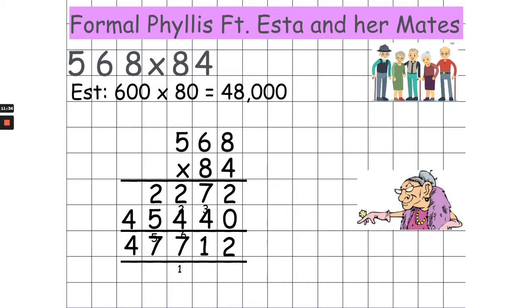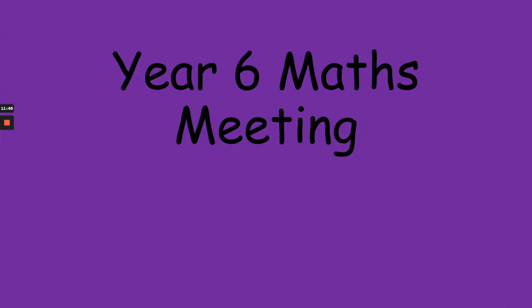47,712. Let's have a look back at our estimate, 48,000, and let's have a look at our answer, roughly 47,000. Looks good to me. Well done, Year 6.